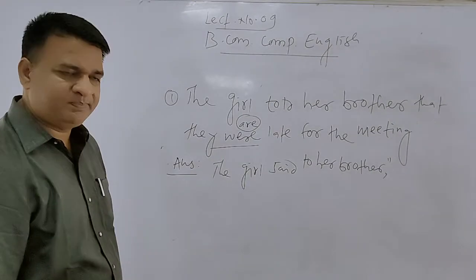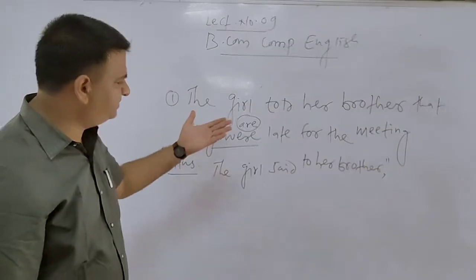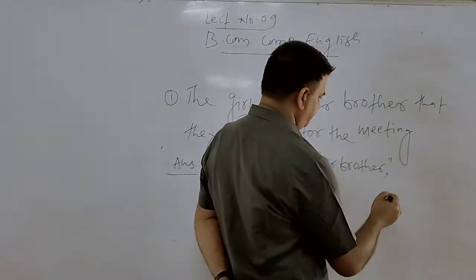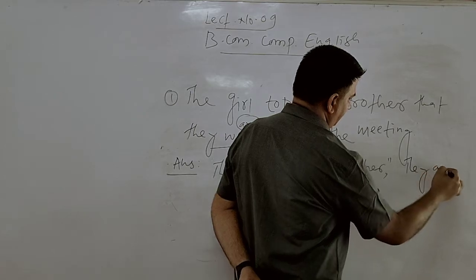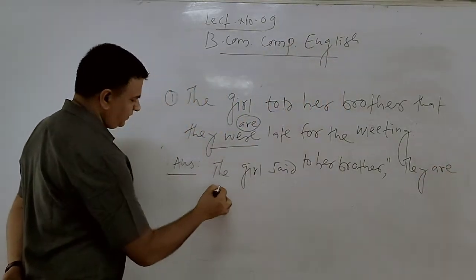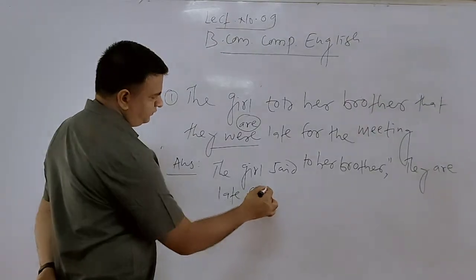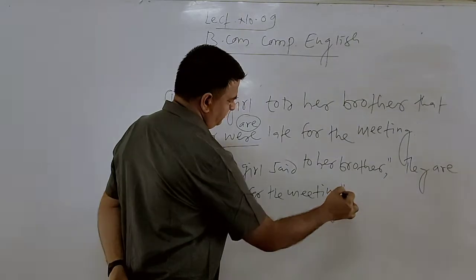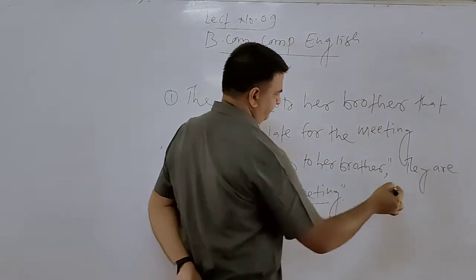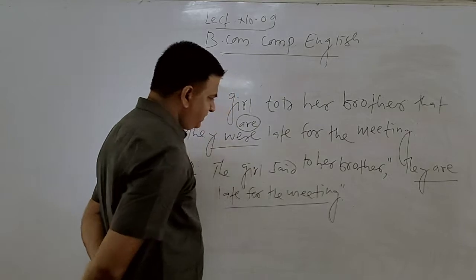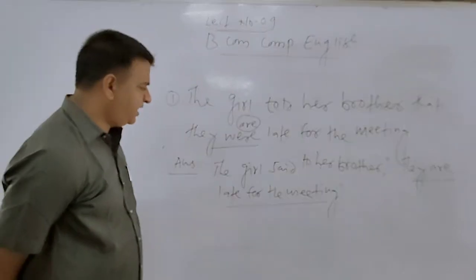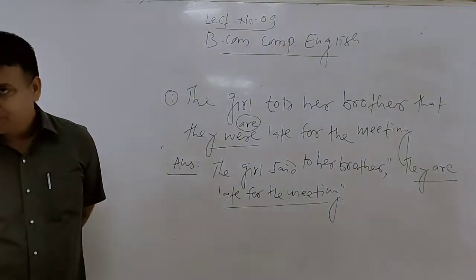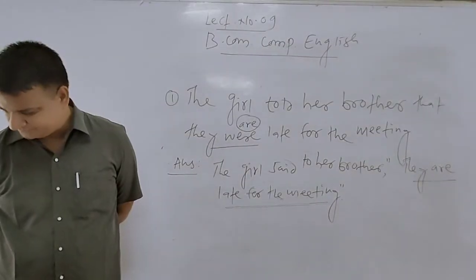Where it is in the simple past, and it is a change from the simple present. We have to simply say the girl said to her brother, they are late for the meeting. The girl said to her brother, they are late for the meeting. So this is the simple one from indirect to direct.